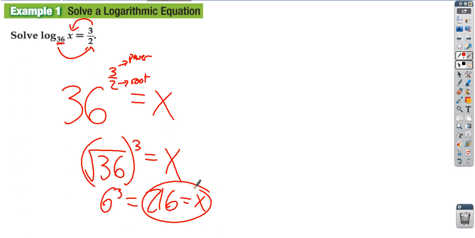Okay, so the log base 36 of 216 would be 3/2 or 1.5. And you can check that in a calculator as well by plugging in exactly what you see there. In a calculator, you could say the log base 36 of 216, and that would return 1.5, which is the same as 3/2.